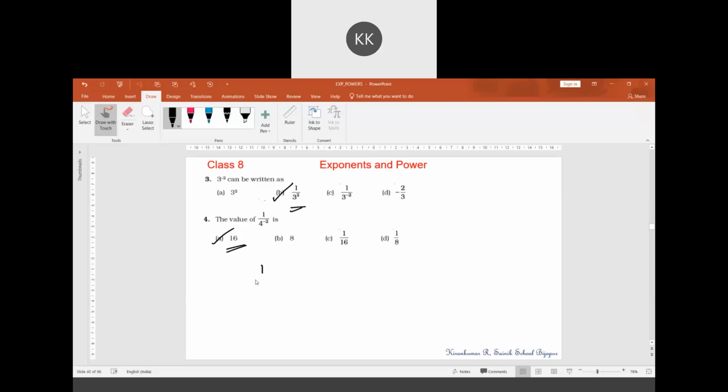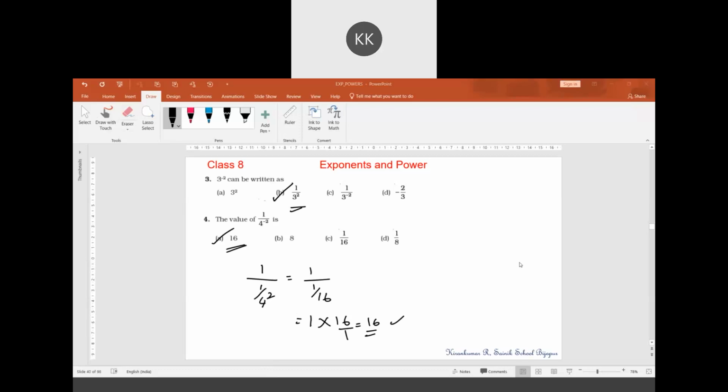The reason is this becomes 1 divided by 1 by 4 square, which is 1 divided by 1 by 16. So 1 multiplied with 16 will be 16. Yes, sir. So I have copied only 4 questions.